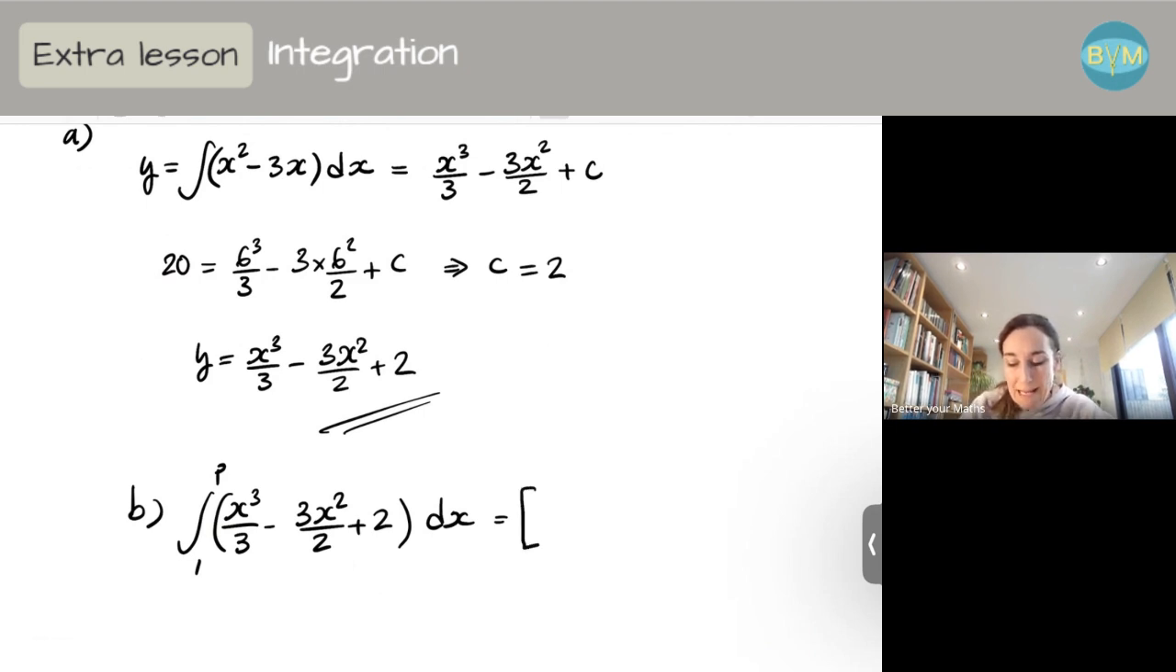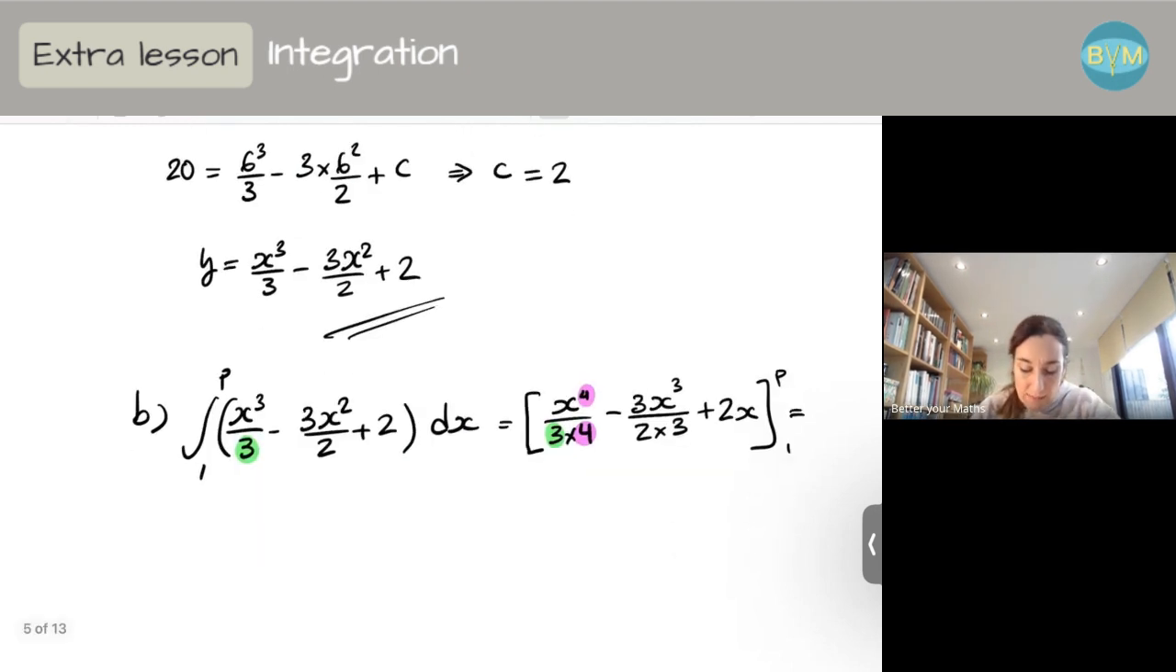I have this 3 here, but I'm still increasing this to 4 and dividing by 4. So this 3 gets multiplied by 4. We can do it in steps. So I have the 1/3. Sorry, this goes up to 4, and the new exponent is 4. So this 3, don't get confused, is this 3, and this 4 is this 4. So I have two numbers that multiply. Then minus 3x cubed divided by 2 and by 3. And then I have plus 2x. And this goes between 1 and p. I'm going to write my coefficients a bit better.